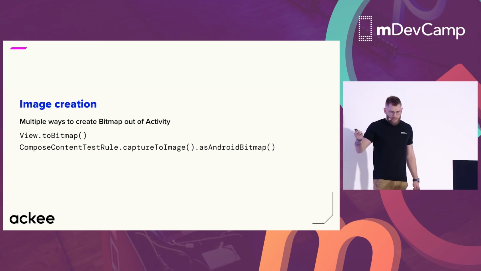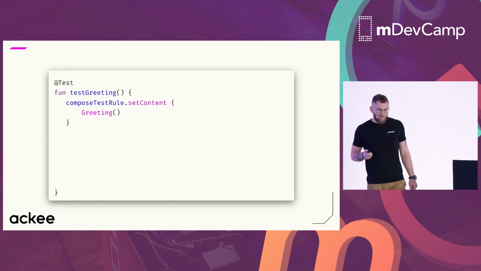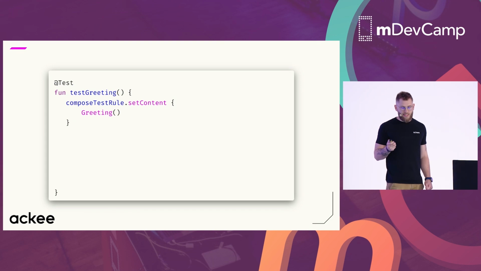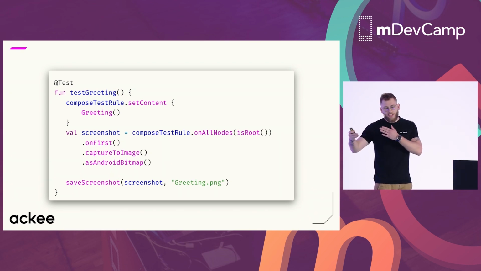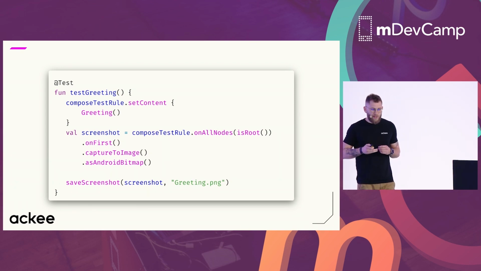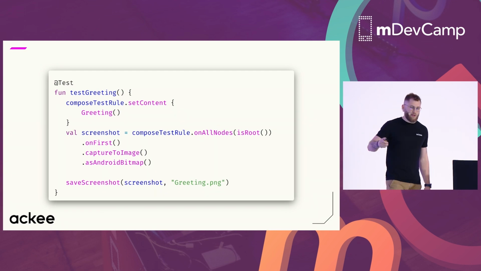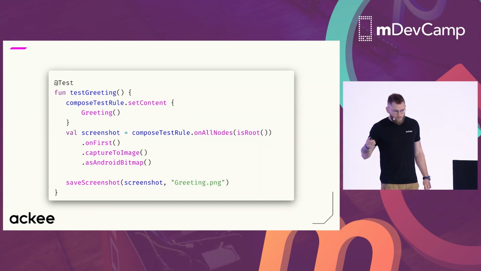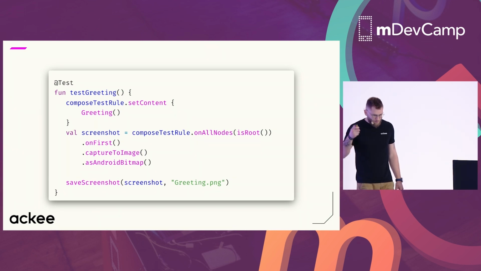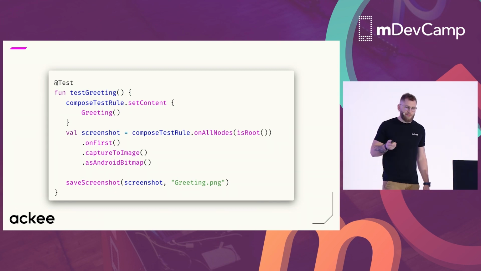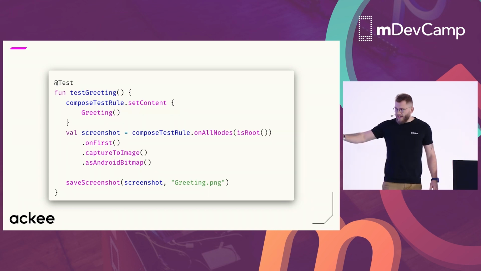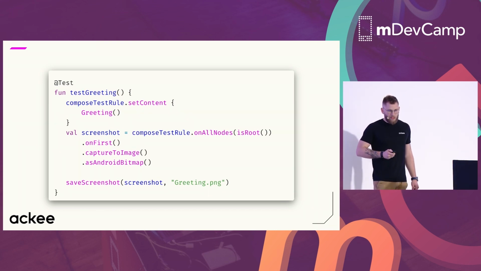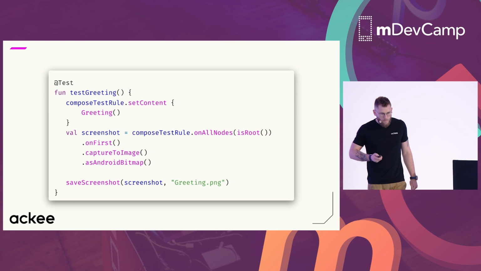So if we take the previous example a little further, we have this content set, and now if we perform some matchers which are necessary for us to actually retrieve the view, then we want to take a picture of it, and I'm just taking the root view and the first occurrence of it. Then I can call captureToImage and asAndroidBitmap, and this will return me the bitmap. And then I will save the screenshot somewhere, but let's talk about it later on.